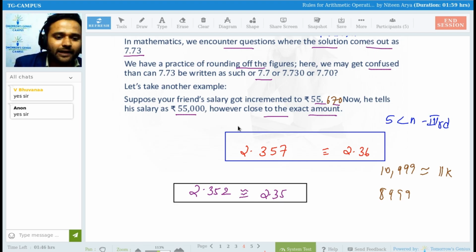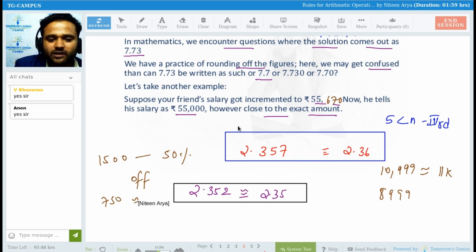Even in general, if you buy a shirt, suppose some offer is going on and that shirt of 1500 is going to be 50% off. Okay, 50% off. So obviously then it is going to be 750. So then what are you going to say? It is almost 800. Right? That is the meaning. In the general sense, we are rounding off 50, 10, 30.